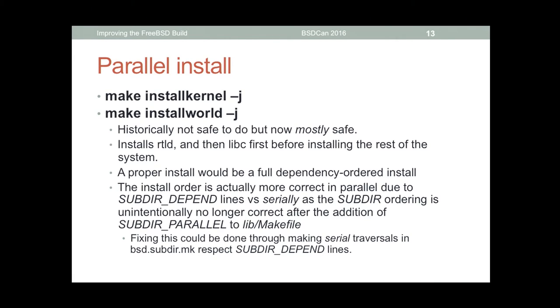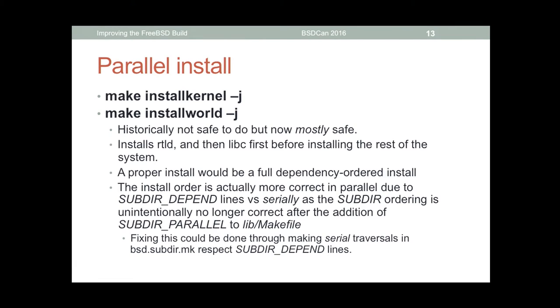This is mostly okay with the libraries, and it's actually better than not using parallel install world for libraries. When subdir parallel went in and the library makefile was updated to support subdir parallel, the ordering of the libraries that had been safe for 30 years was changed so that we could have parallel subdirs. And it was not really considered that changing the order of that may actually break installs. No one's reported errors with that, but with subdir parallel, we do have a mechanism called subdir depend, where we can say that in this particular directory, these two subdirectories depend on this subdirectory.